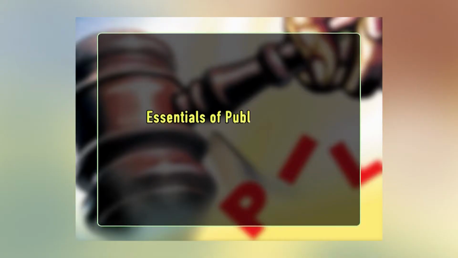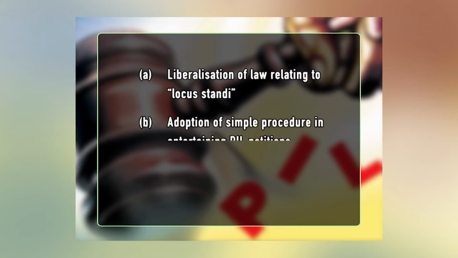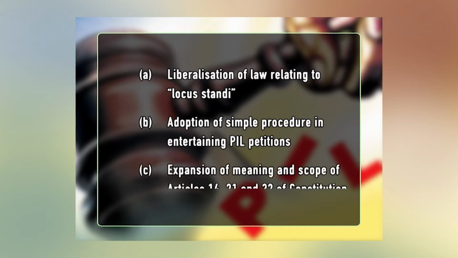Now, dear learners, let's discuss essentials of public interest litigation. There are three new elements incorporated in public interest litigation. First, liberalization of law relating to locus standi. Second, adoption of simple procedure in entertaining public interest litigation petitions. And third, expansion of the meaning and scope of Articles 14, 21 and 32 of the Constitution.